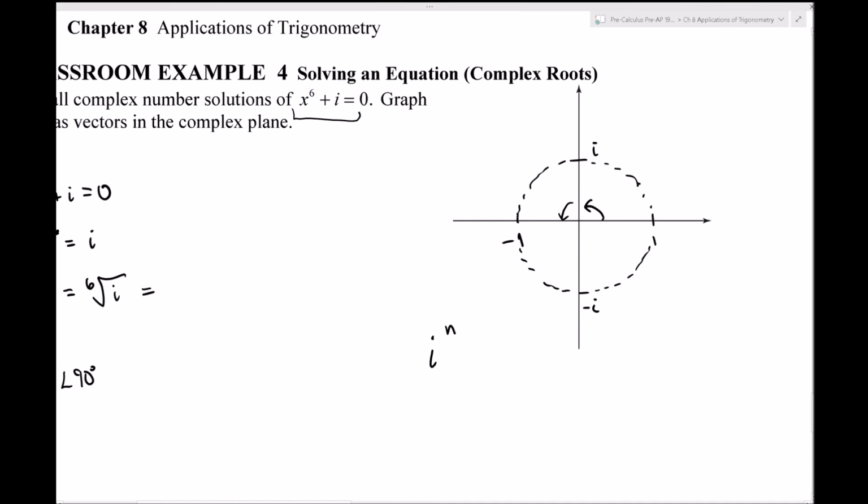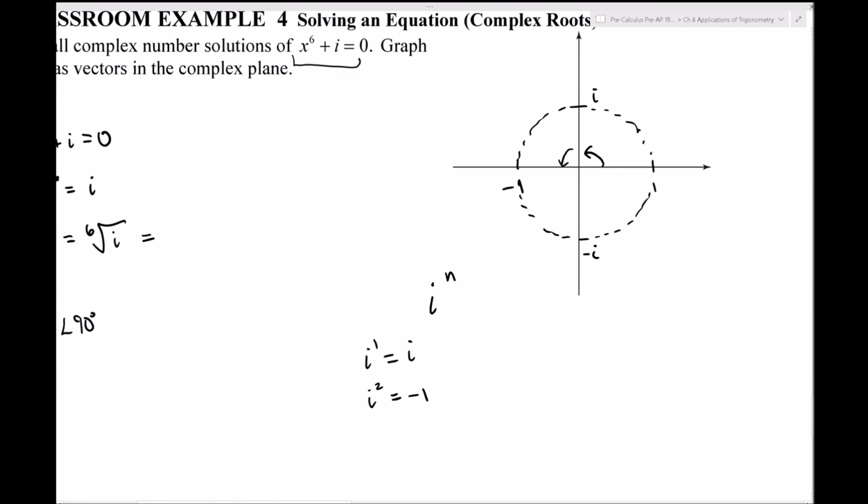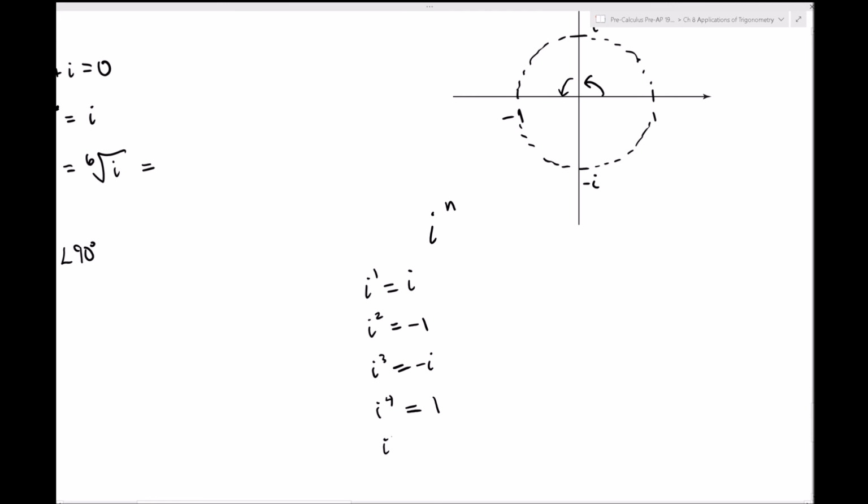You all remember that? i to the first is i. i squared is negative 1. That's a definition, by the way. i cubed is negative i. i to the 4th is 1. i to the 5th is i. And it keeps on going in a cycle. This is a vertical list of the cycle.